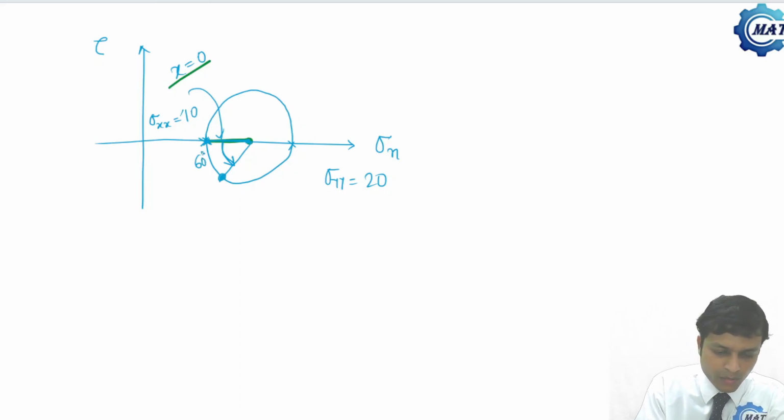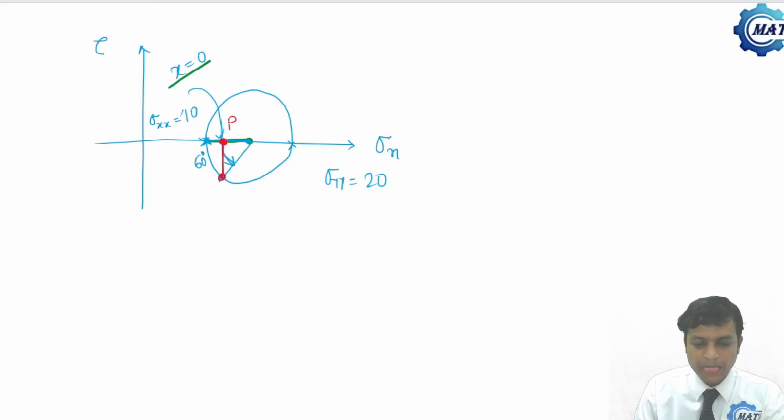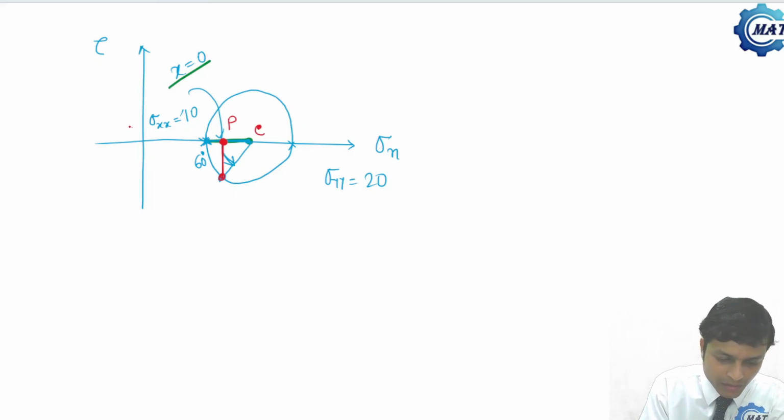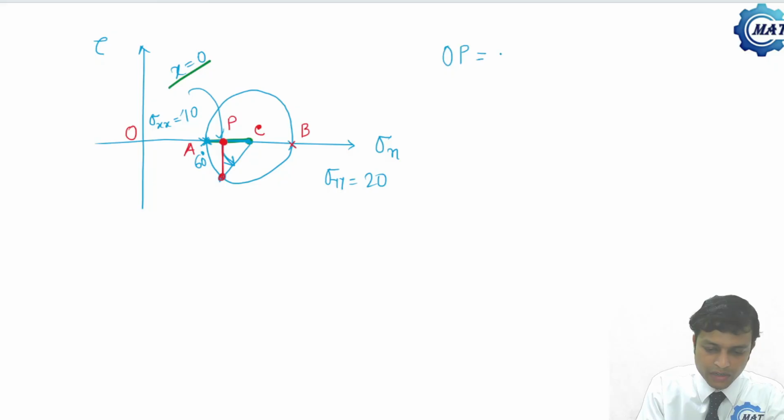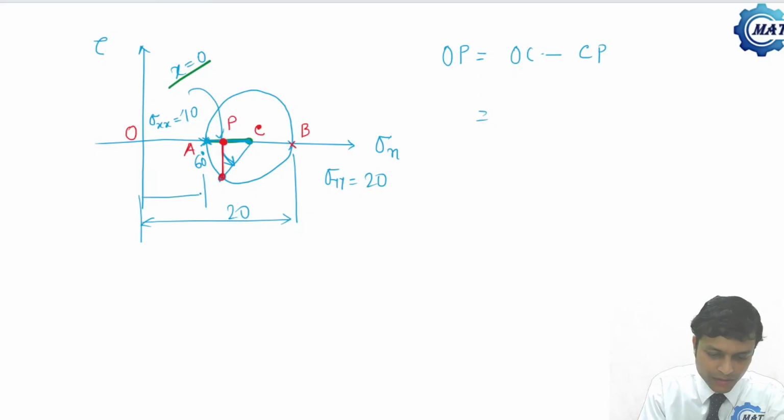Now what is the corresponding normal stress here? Let me project this point onto the normal stress axis. If this point is P, the coordinate of P denotes the normal stress. Center is C, origin O, this is point A, and this point is point B. Now the value of normal stress on this weld line is nothing but OP. What is OP? OC minus CP. What is OC? This is 20, this is 10.